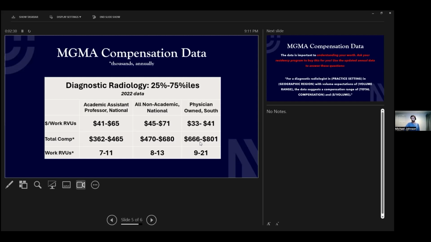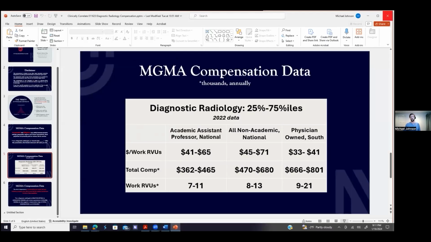Quite substantial. But what the data also shows us is that physicians in this practice setting are often doing twice as much work. So when you start to compare the total compensation packages and the amount that they're paid per unit of work, there starts to become a reversion to the mean here. So the punchline for compensation, and understanding what information is out there, is you need to know not what your specialty pays, but what your practice setting and your geographic region pays for various volume expectations.